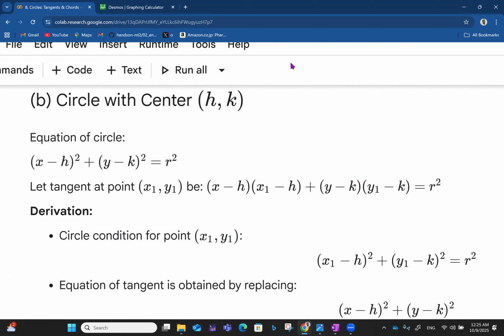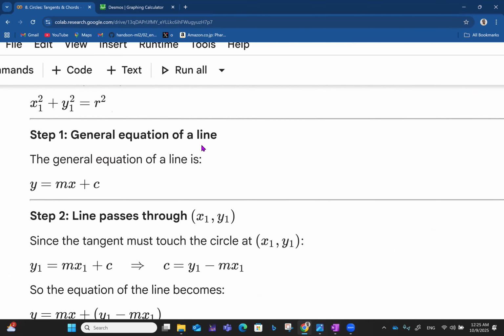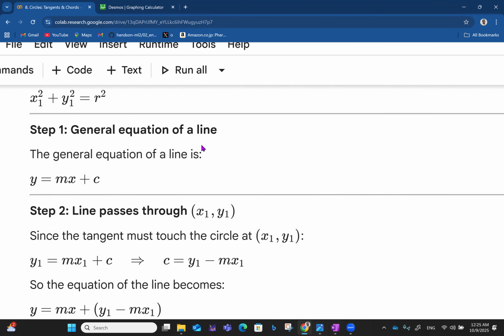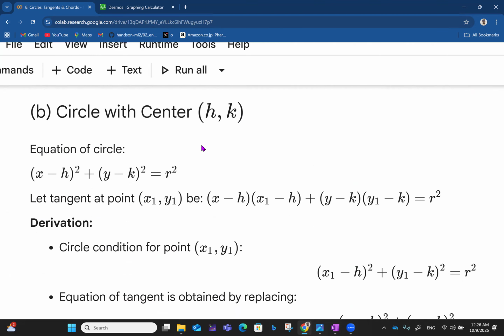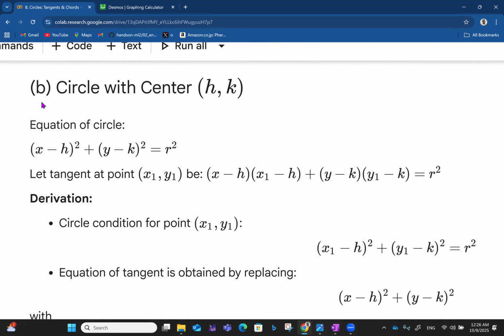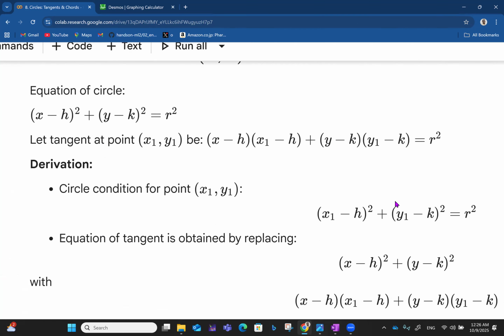If we talk about a circle with center (h, k) now, the first one we did was for the circle at the center (0, 0), the circle at the origin. But for a circle with center (h, k), the equation of the circle will be (x minus h) all squared plus (y minus k) squared equals r squared. Then let the tangent at point (x1, y1) be: the tangent will now be (x minus h)(x1 minus h) plus (y minus k)(y1 minus k) equals r squared. That's the tangent.